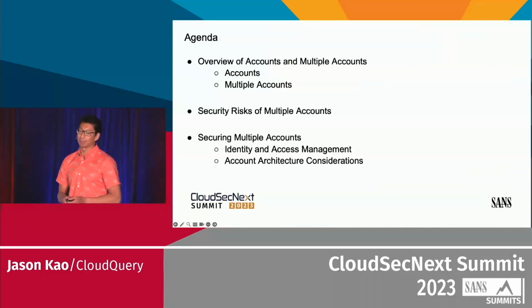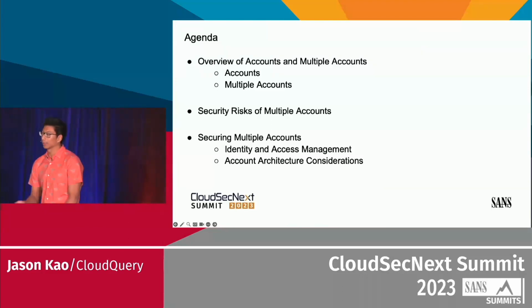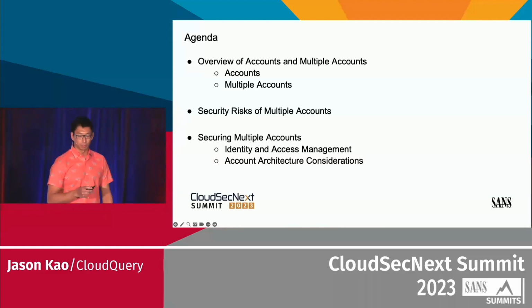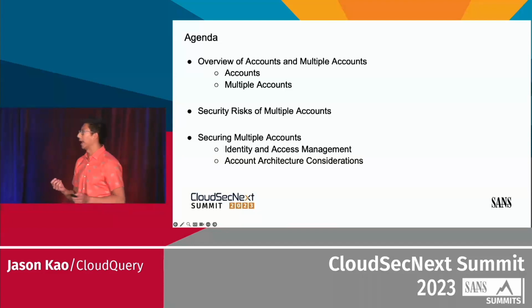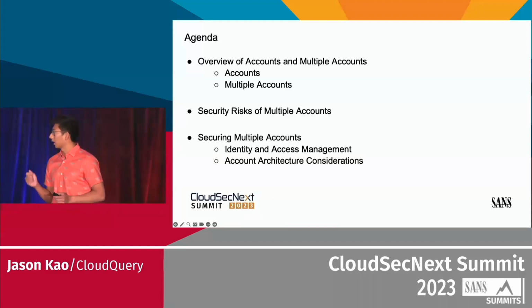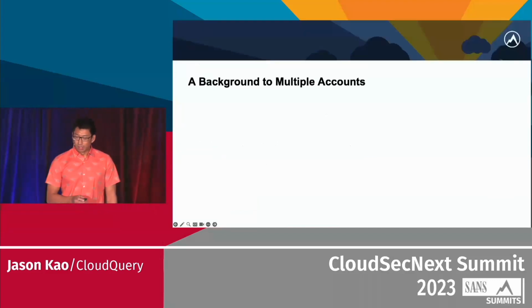But what we're going to talk about today, and the agenda, and this is very high level, we're going to go through an overview of accounts and multiple accounts, specifically AWS. We'll talk about security risks of multiple accounts. And lastly, we'll talk about securing multiple accounts, which includes identity and access management, as well as account architecture considerations that impact IAM. So let's get started.